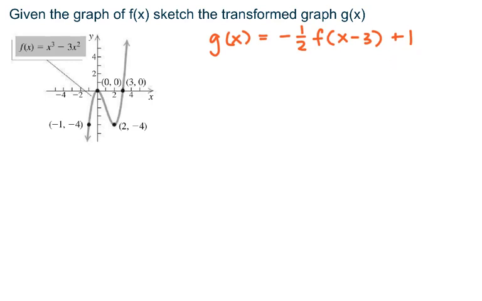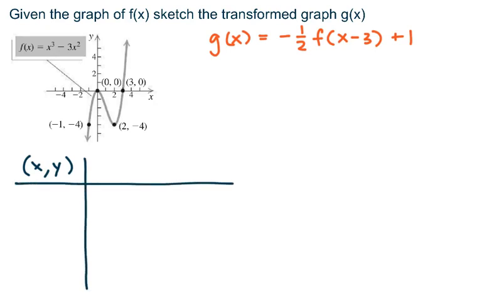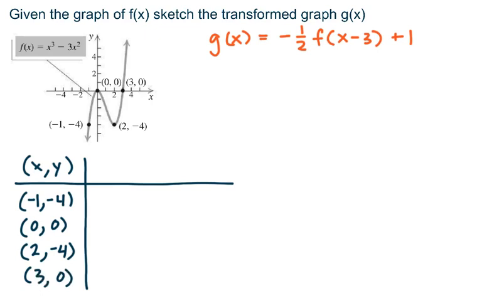First of all, let's recognize we are given 4 ordered pairs, and because of the previous examples, we know how to take those ordered pairs and write them in their transformed form. So let's go ahead and list our xy ordered pairs. My xy ordered pairs that are given are (-1, -4), (0, 0), (2, -4), and (3, 0).